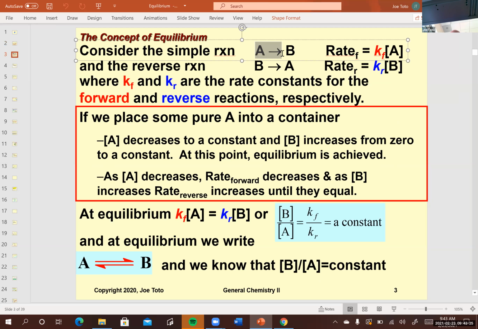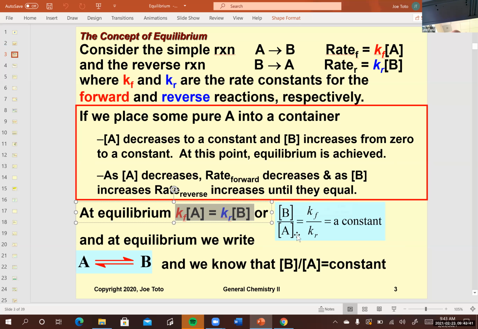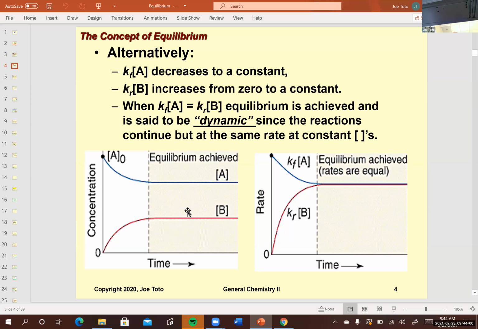We said, okay, we can have a reaction A goes to B, its rate could be first order. The back reaction B goes to A, its rate is also first order. At equilibrium, those two quantities should equal. So when we write them equal, when we group the concentrations on one side, the constants on the other, we see that the ratio of concentrations should equal a constant. So we introduced this idea of ratio of concentrations equaling a constant at equilibrium because the concentrations don't change.